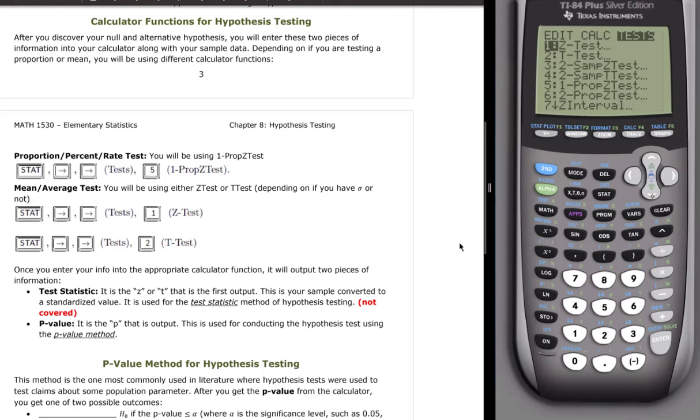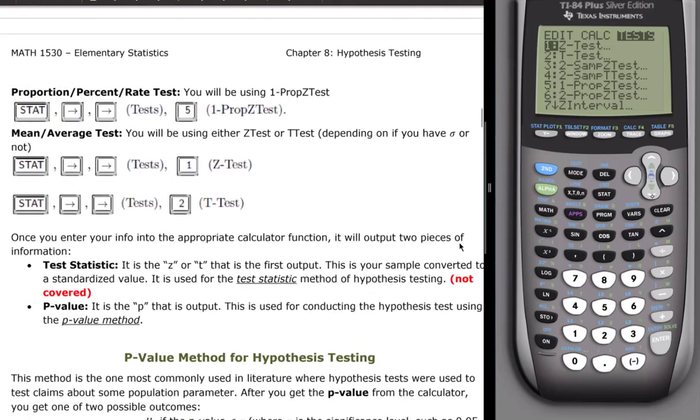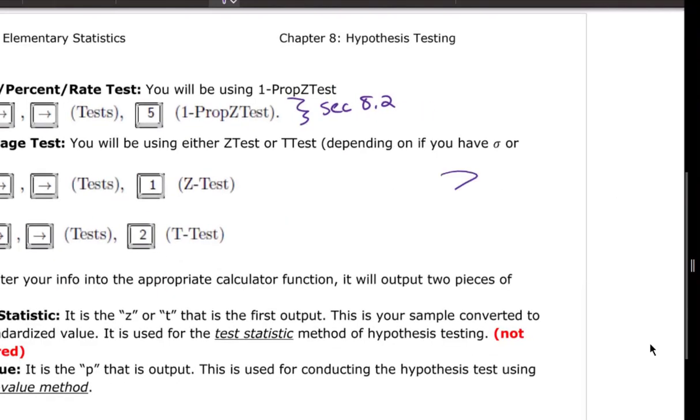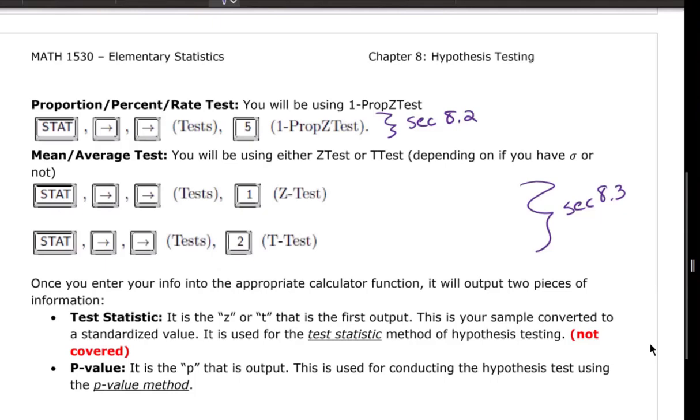Now, looking at these three right here, one thing to make a note of, when you get to the homework, these are kind of separated out. This is section 8.2, and then these two calculator functions right here are both section 8.3 on the homework. And of course, this one is used for proportions up top. This is used for mean.